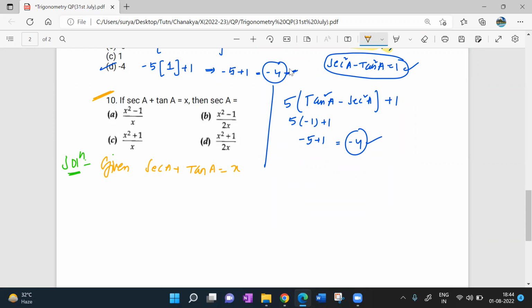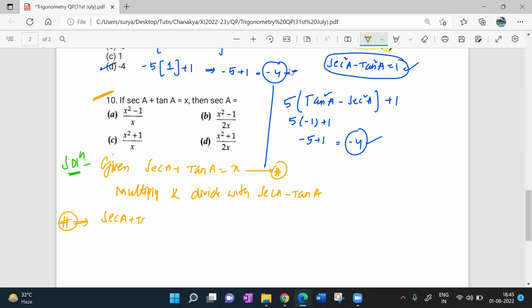For this type of question, you have to multiply and divide with its conjugate. Why do we need to multiply and divide with its conjugate? What is the conjugate of secant A plus tan A? It is secant A minus tan A. This is my hashtag equation. From the hashtag, can you see this yellow color?